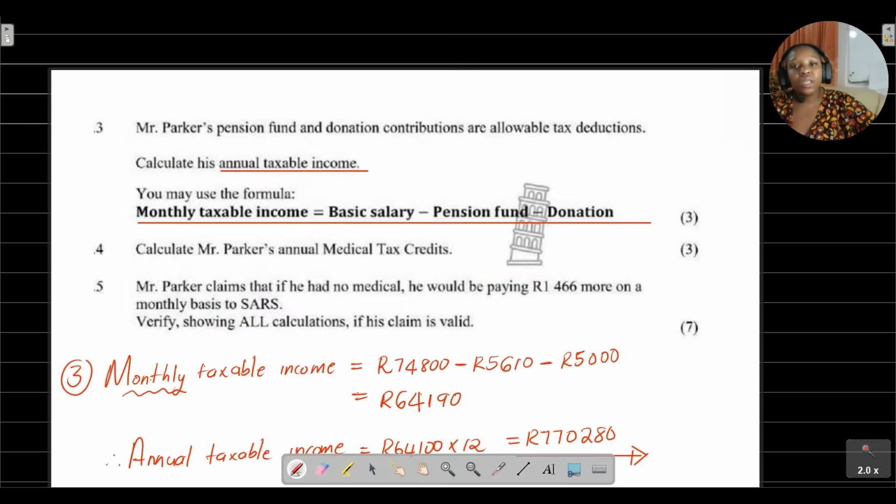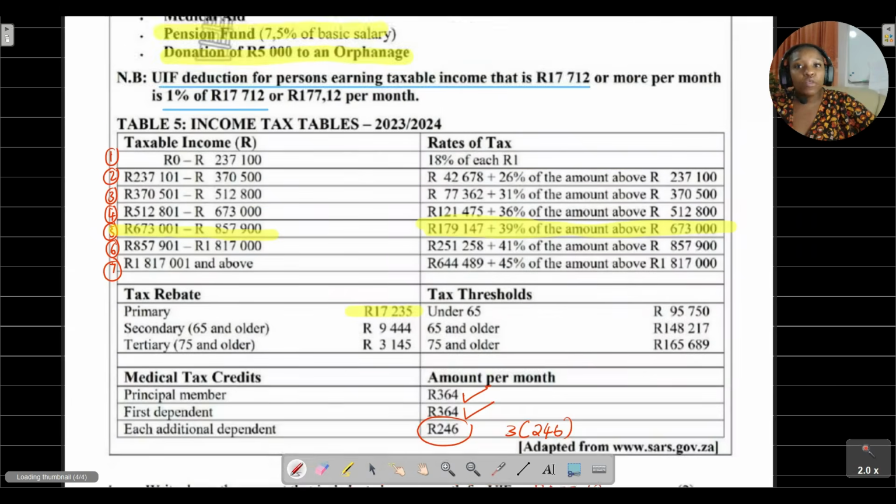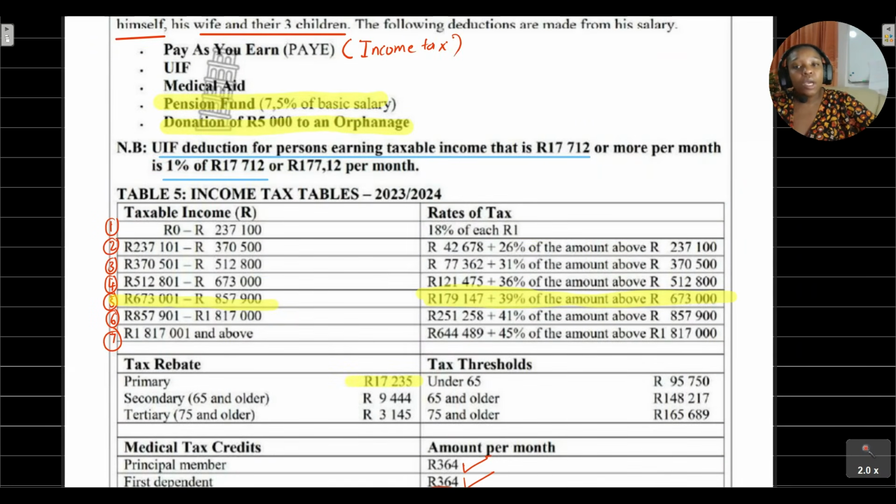All right, so I hope you guys enjoyed this video tutorial. The takeaway is that when you've got pension fund contributions and donations, we first need to determine how much of his salary we can actually tax. So we can't tax the pension and the donations. We first need to deduct those amounts. Then, once we have that monthly taxable income, we multiply it by 12 to get his annual taxable income that we can use to calculate the tax that he's supposed to pay. Simple as that.